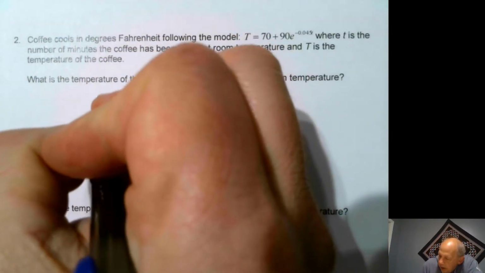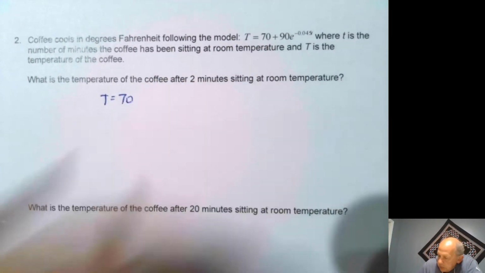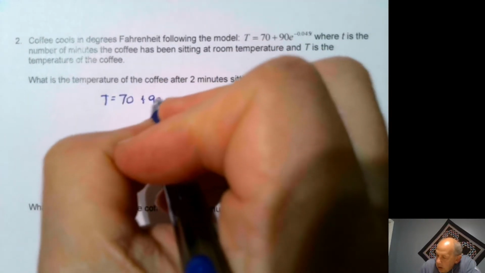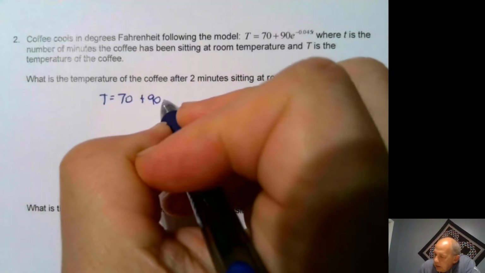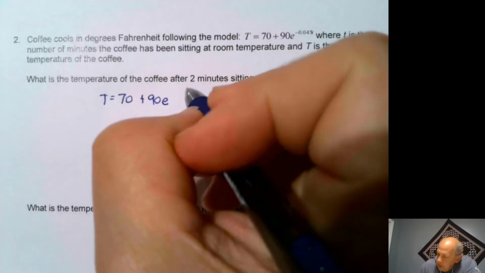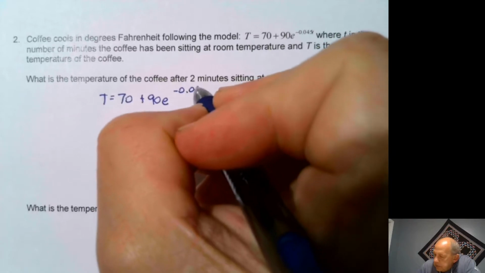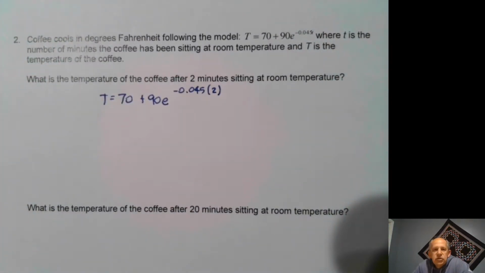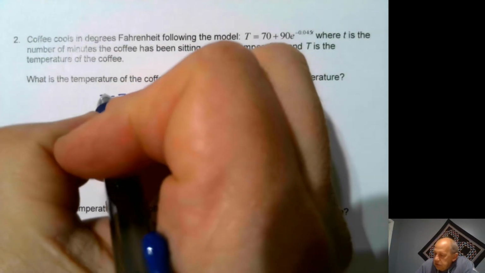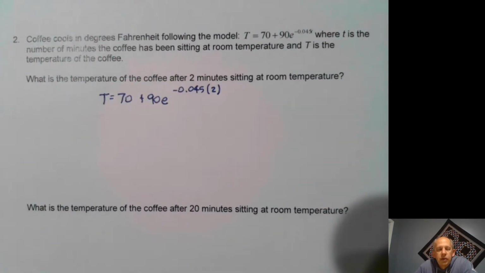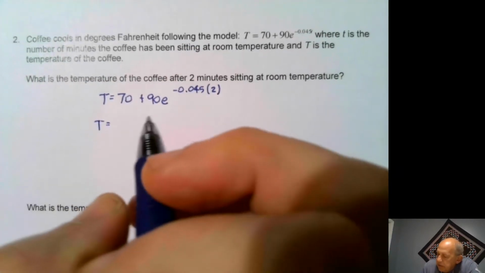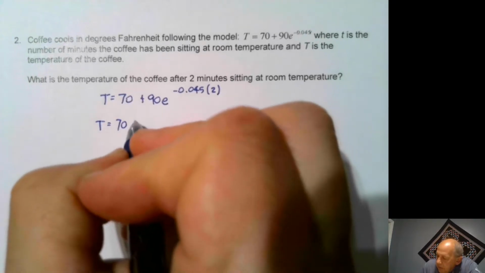I'm going to take my model. The temperature of the coffee is going to equal 70 plus 90 e to the negative 0.045, and t is going to be 2 minutes for this model. The coffee's been sitting around for 2 minutes. I plug in t into my model to make a prediction about the temperature of the coffee.